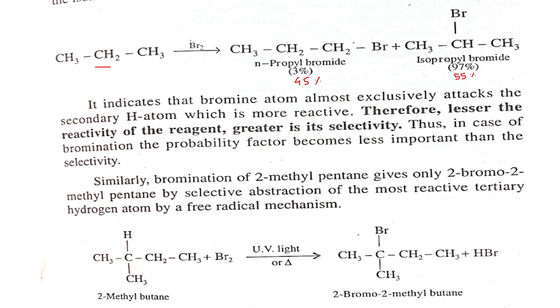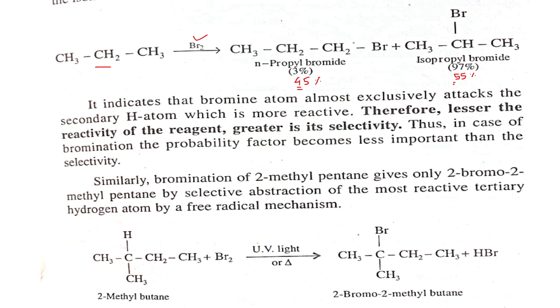So why does this happen? Why, if you just change the reagent from chlorine to bromine, is the percentage of product totally different? It happens only due to the lower reactivity of bromine. Chlorine is highly reactive, so it reacts with the primary radical as well as the secondary radical at very fast speed. Therefore the selectivity is less. That's why we get the products in nearly the same percentage, 45% and 55%, not that much difference.